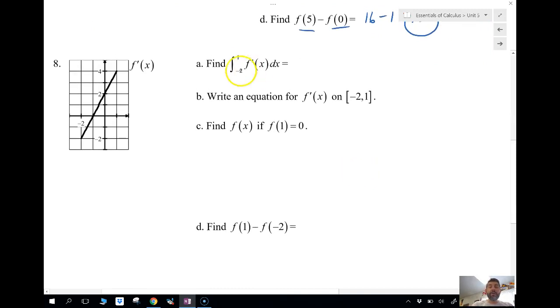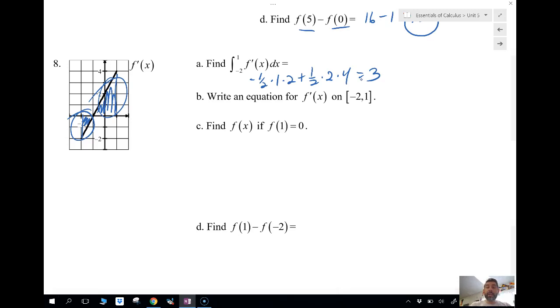So signed area. Let's look at the integral of f prime from -2. What we're doing is we're looking at the signed area from here to here, right? So that's going to give me -1/2 times 1 times 2. That's this area here. Plus 1/2 times 2 times 4. That's this area here, which gives me 3. So if I found the area for this function, I get 3.